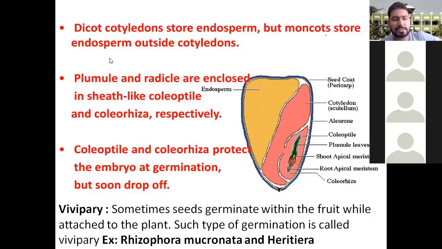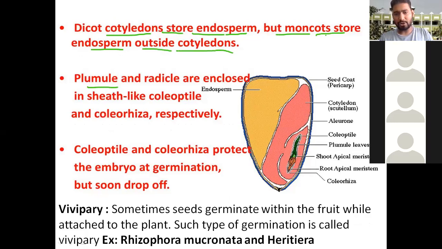Now again, this is the dicot structure of the seed. Dicotyledons store endosperm inside the cotyledons, but monocots store endosperm outside the cotyledon. This is the big difference. Plumule. Now this is the structure of the monocot. You can see they are going to store the endosperm outside the cotyledons.